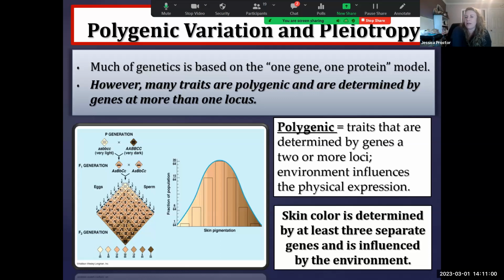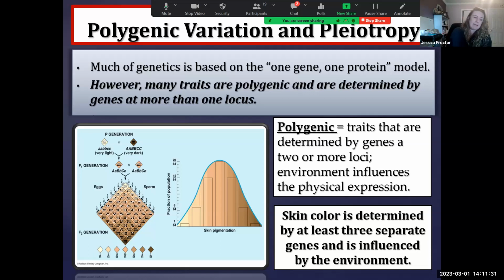Many traits are polygenic, and they are determined by genes at more than one locus. So remember that vocab word locus means the location of the gene on the chromosome. Most of our characteristics are going to be polygenic, meaning that they are determined by genes at 2 or more loci, or 2 or more locations on chromosomes. In addition to being polygenic, or influenced by multiple genes, most polygenic traits are also influenced by the environment.